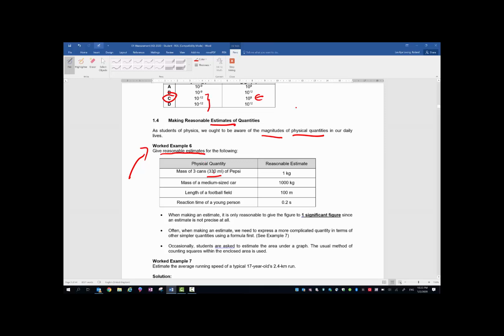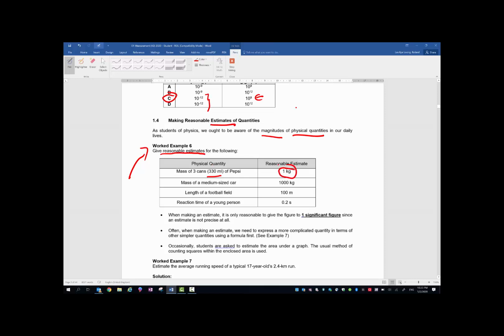Even if they do not mention this 330 ml, well, how much is a can? A can can go from 225 ml to 330 ml. So what I'm trying to say is that the answer may not be fixed. In this case, because they put 330 ml, so three of them is 990 ml, so it's about 1 kilogram.